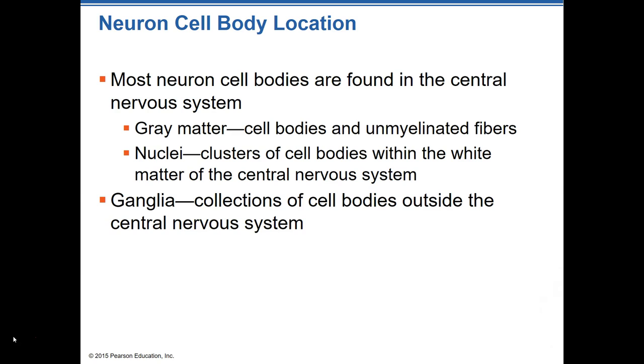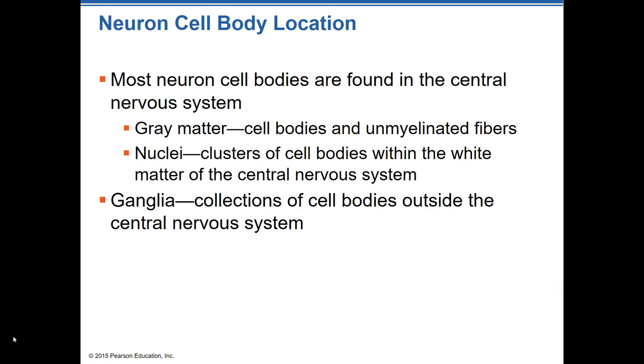Interestingly enough, most neuron cell bodies are found in the central nervous system and not in the peripheral nervous system. When we see gray matter, it is cell bodies and unmyelinated fibers. So whenever you hear somebody refer to a head injury and they say they could see gray matter, that's never a good thing, because that's cell bodies. It is exposed cell bodies. And usually that means the damage is very, very significant.